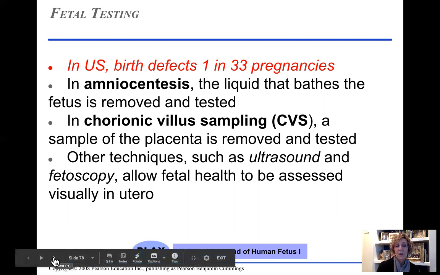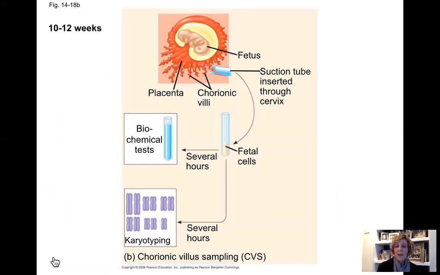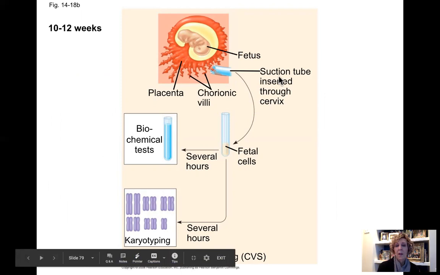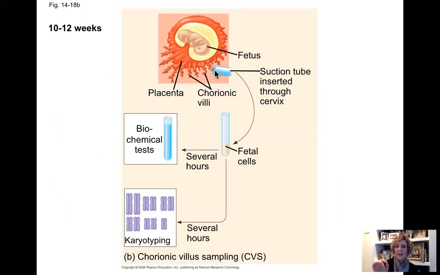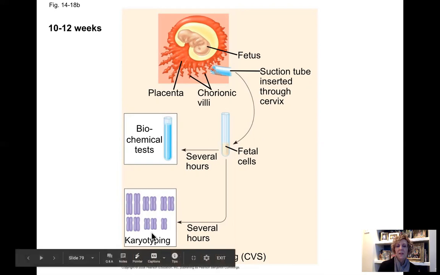Chorionic villus sampling is one that you can do about 10 to 12 weeks into a pregnancy. It would occur by a healthcare provider taking a little suction tube through the cervix and getting some of the chorionic villi, which is part of the placenta, and then taking some of the fetal cells that are in there, doing some biochemical tests. And then after several hours, you can actually produce a karyotype, and that would allow you to see abnormalities in the numbers of the particular chromosomes.